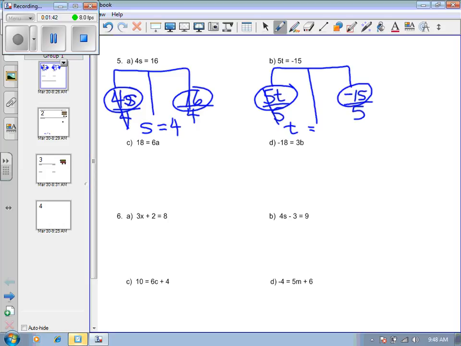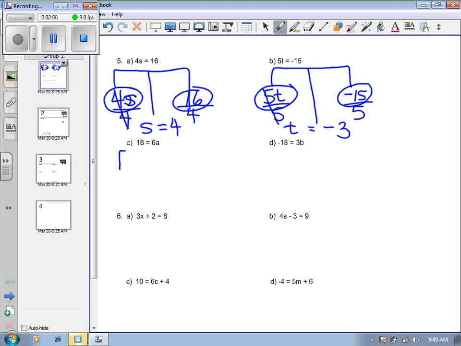Okay, I heard 3 and I heard negative 3. How many for negative 3? How many for 5? Okay, a negative divided by a positive will give us a negative 3. Okay? Negative 15 divided by positive 5.